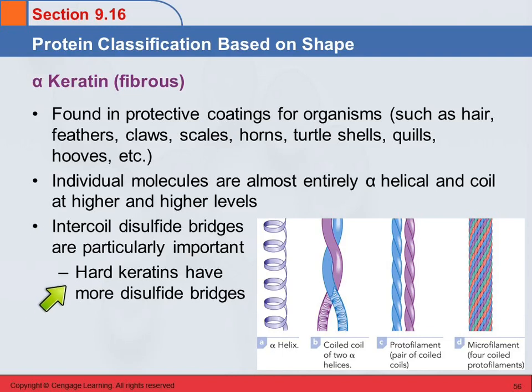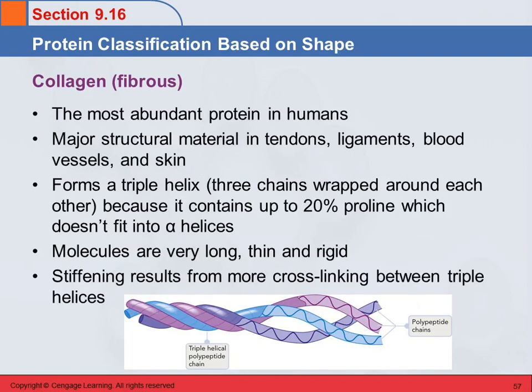Some keratins are hard, like the horn of a sheep is going to be very hard. Turtle shells are hard. Others, like feathers, contain keratin, but they're not hard and stiff. And the difference is that the hard ones have more disulfide bridges than the softer ones.